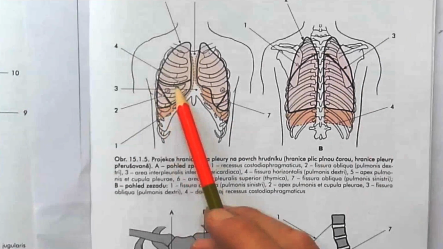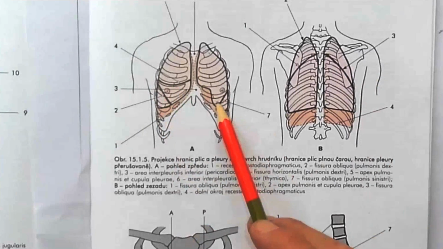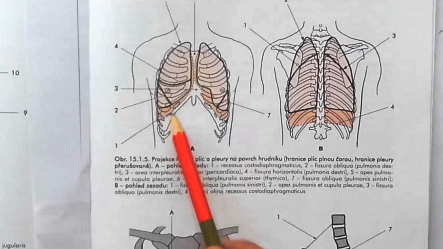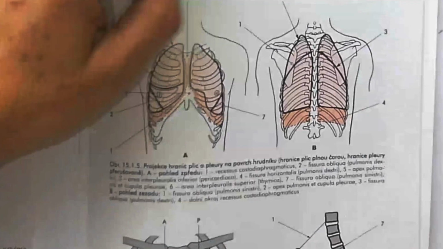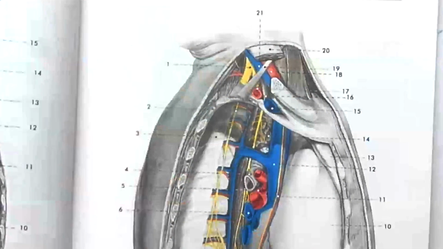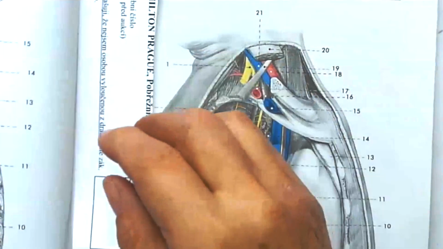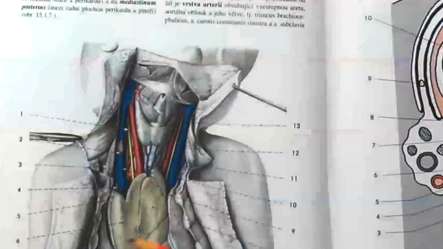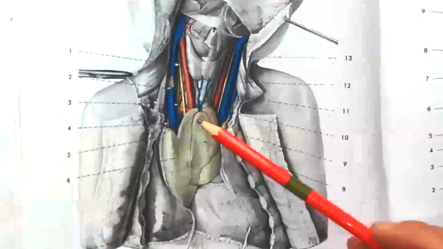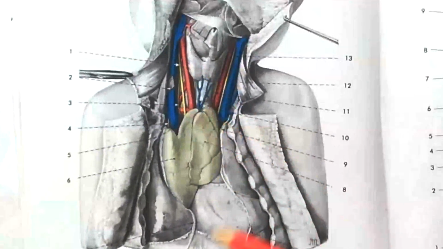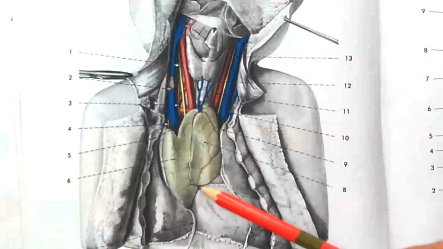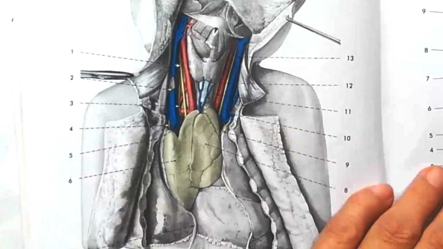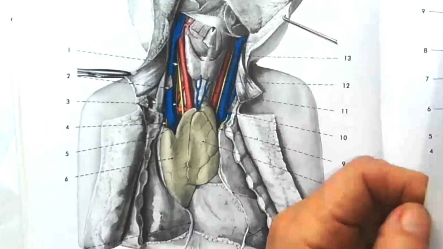Here is the oblique fissure, horizontal fissure, inferior boundary of the lung, inferior boundary of the pleura. Important for us would be some topographical views. Here look at the position and location of the thymus. It lies on the vessels, and lies also on the anterior side of the pericardium.